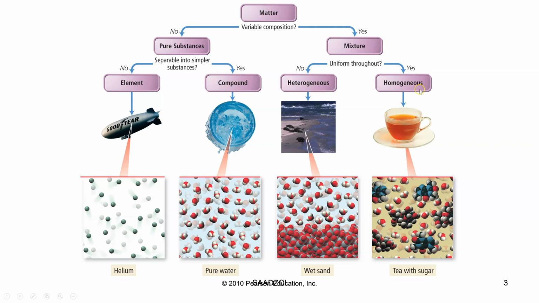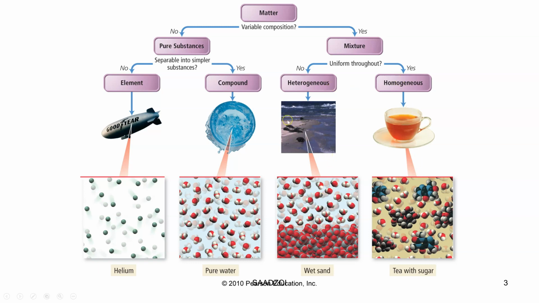The only difference is with homogeneous, you can't tell by looking that it has multiple things inside of it. It looks like one thing. You could know it's made of multiple things, but with your eyes, you can't tell. That's what homogeneous means. And at the molecular level, there are multiple things in it, but you can't tell with your eyes. There's tea and sugar, but you can't tell. So we call it a homogeneous mixture.